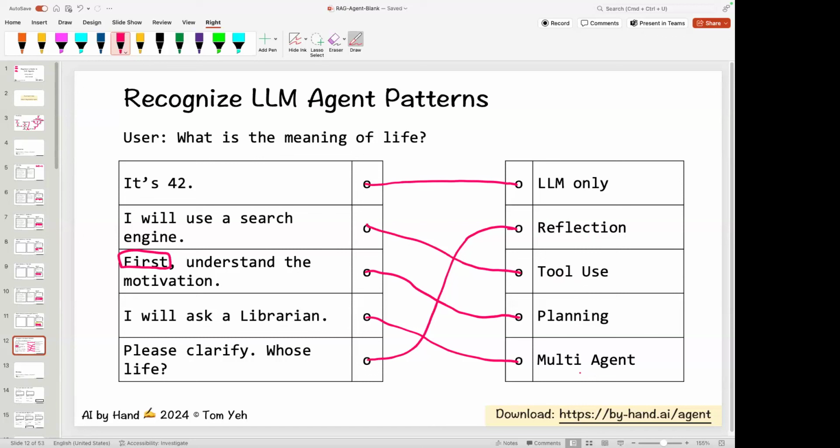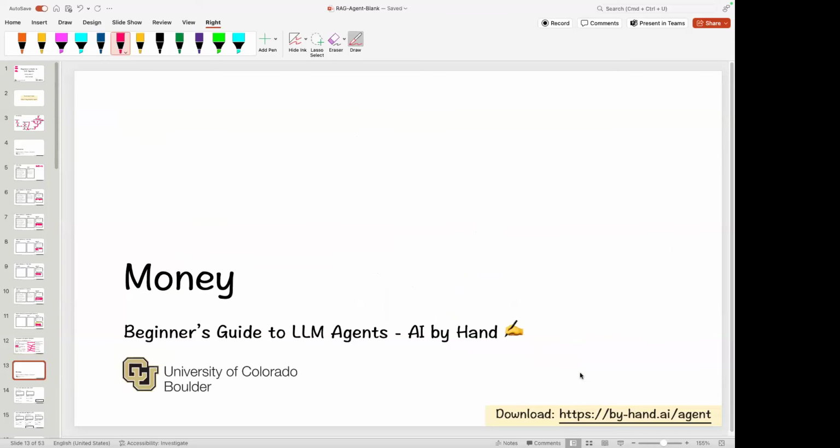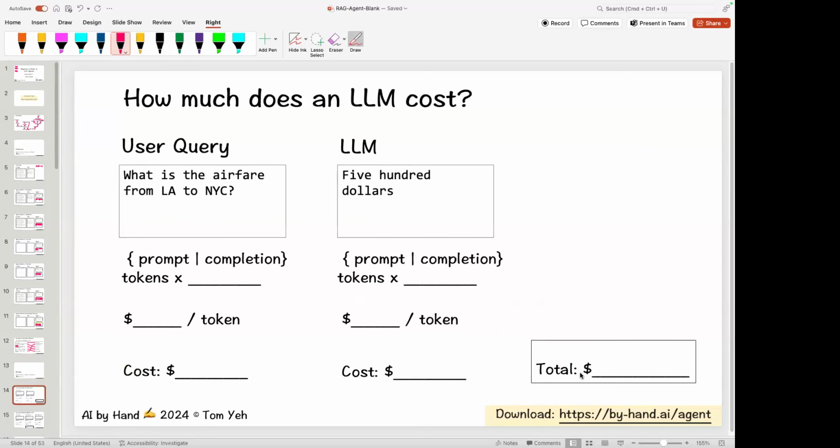So there are 4 key patterns that I'd like to share with you about agents. All right, let's talk about pricing a little bit. An agent is not really a free thing. It can make your interaction with the large language model, the OpenAI API, kind of expensive. So here's a little review of how much this thing costs.